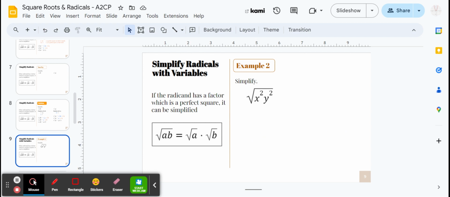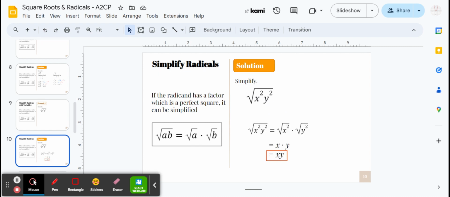Now, you do the same thing for variables, right? If we have the square root of x squared times y squared, you break this down into the square root of x squared times the square root of y squared. We know the square root of x squared is x, square root of y squared is y. So your answer in this case here is simply xy.